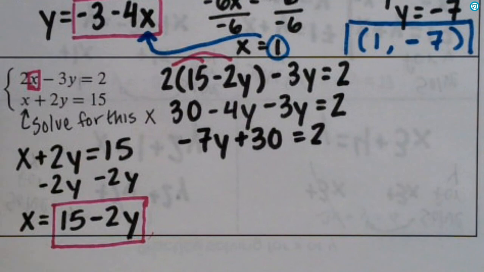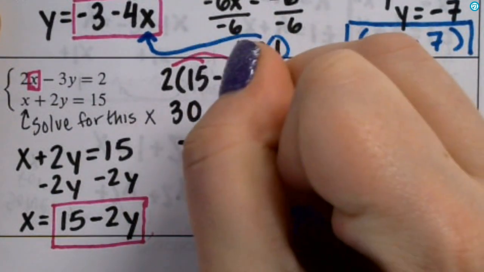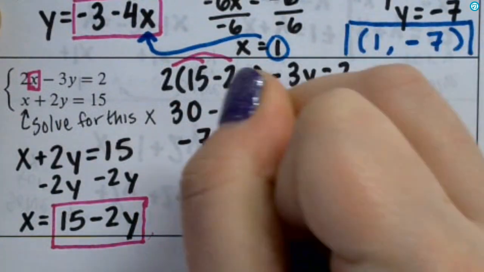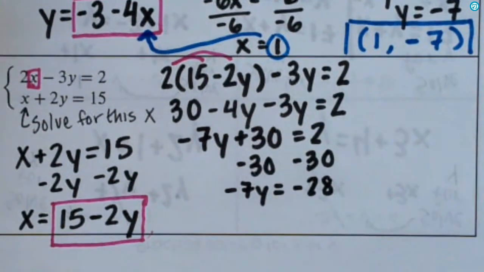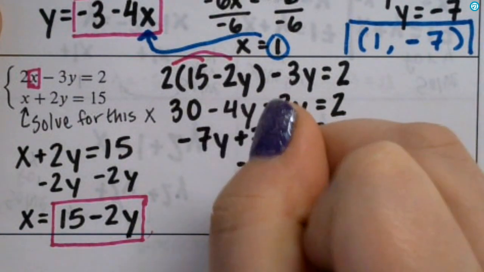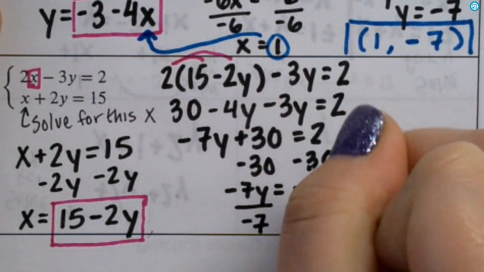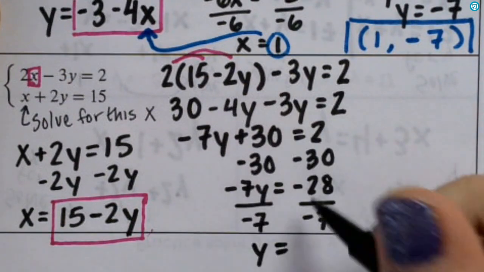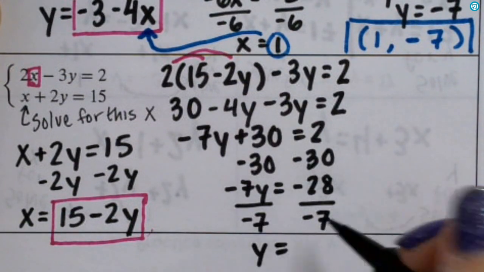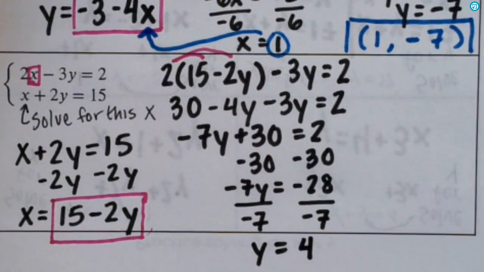Okay. And then I'll subtract 30 from both sides. We get negative 7y equals negative 28. It's 2 minus 30 is negative 28. And then we'll divide by negative 7. And we'll get y equals negative divided by negative is positive. 28 divided by 7 is 4. So I get y equals 4.